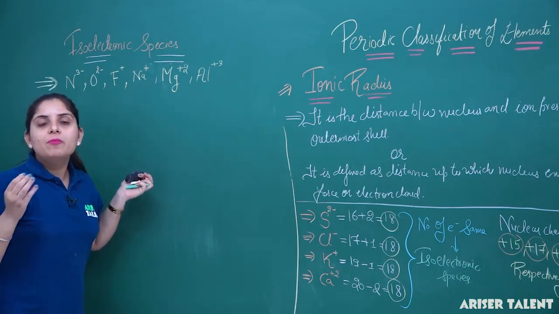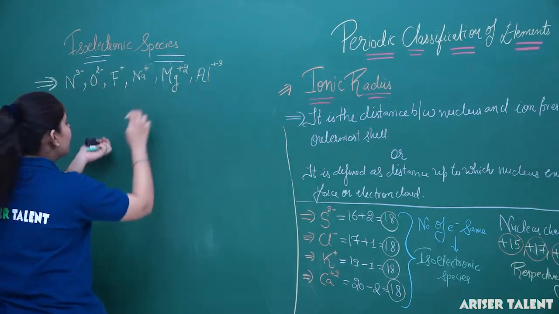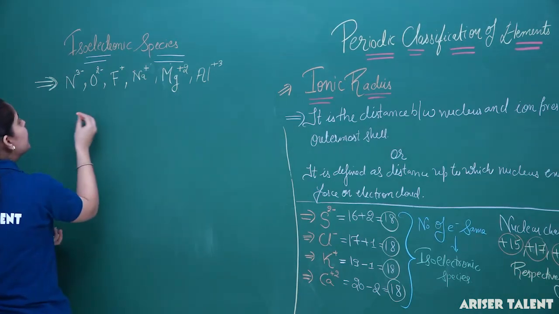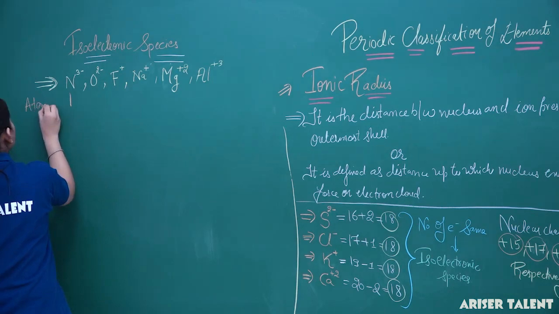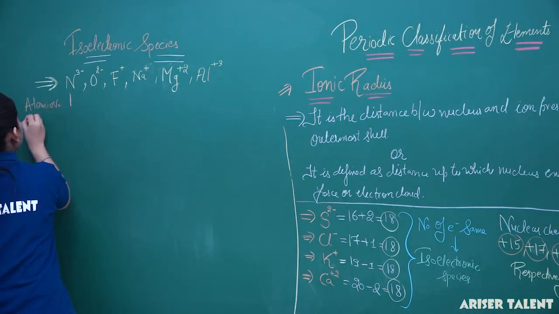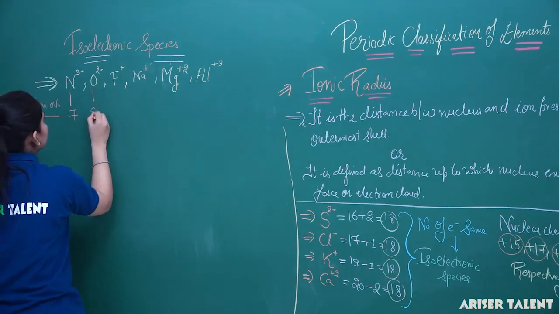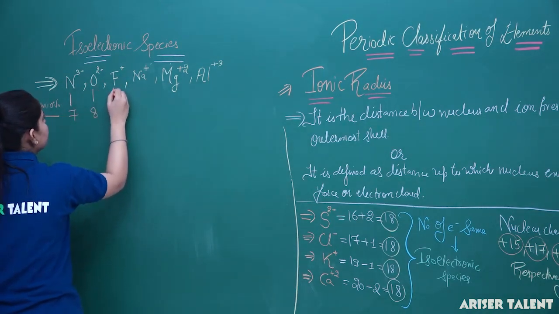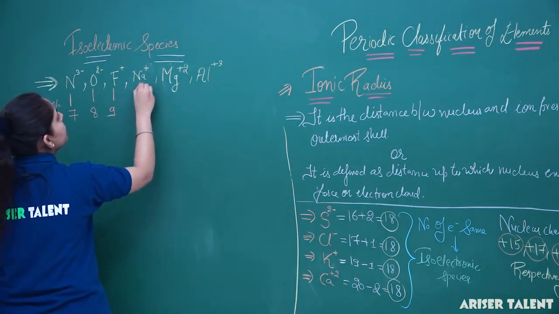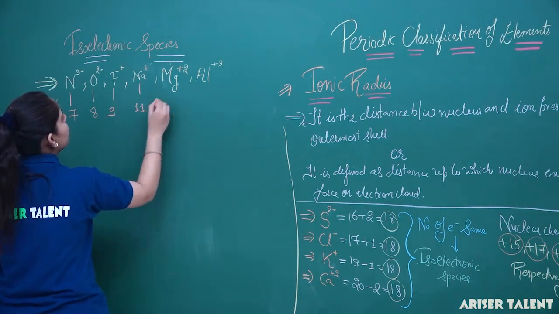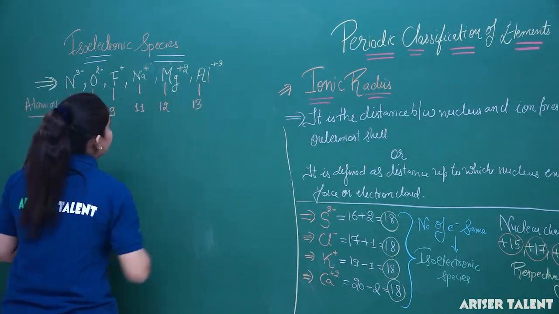Why have we left neon? Because neon is counted in the group 18 elements. Then we have considered 11, 12 and 13. So now simultaneously I am writing the atomic numbers here. The atomic number for nitrogen will be 7, oxygen 8, this is 9, and what about sodium? It is 11, it is 12 and it is 13.